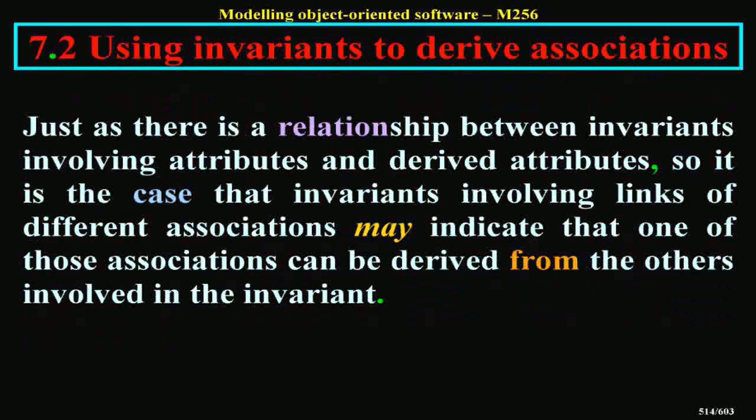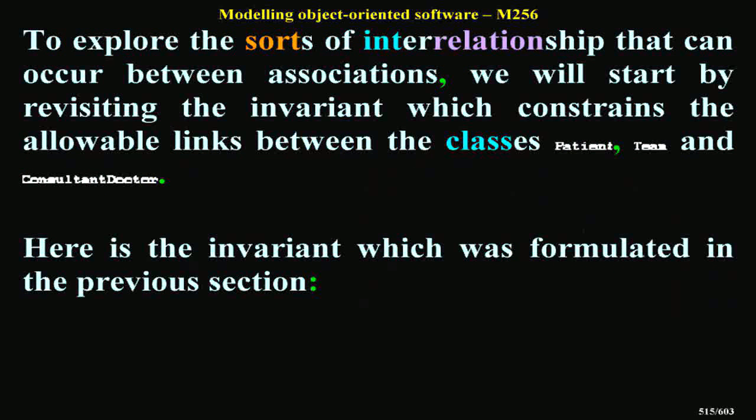7.2. Using invariants to derive associations. Just as there is a relationship between invariants involving attributes and derived attributes, so it is the case that invariants involving links of different associations may indicate that one of those associations can be derived from the others involved in the invariant. To explore the sorts of interrelationship that can occur between associations, we will start by revisiting the invariant which constrains the allowable links between the classes, and here is the invariant which was formulated in a previous section.